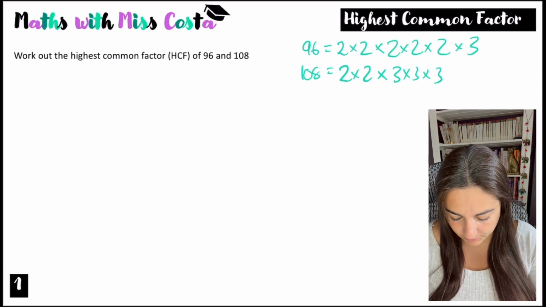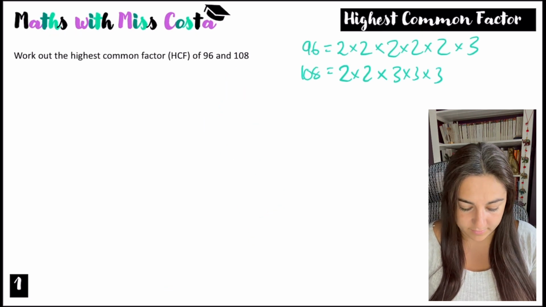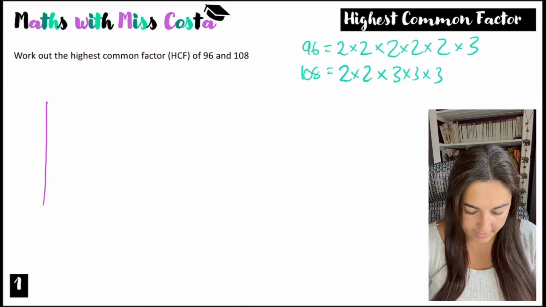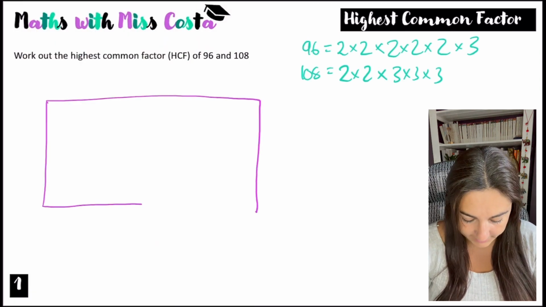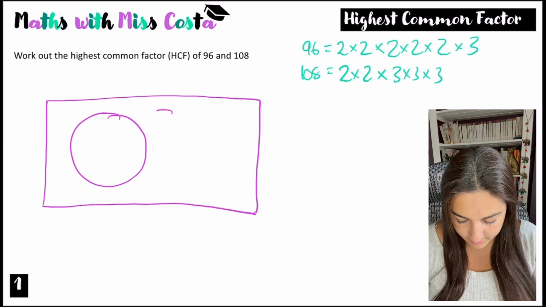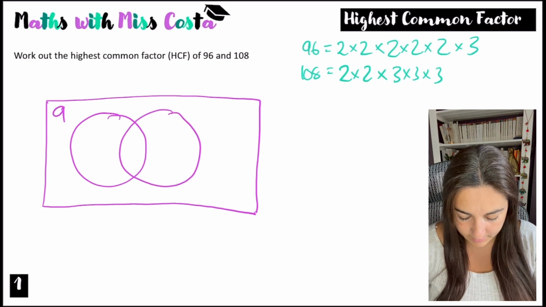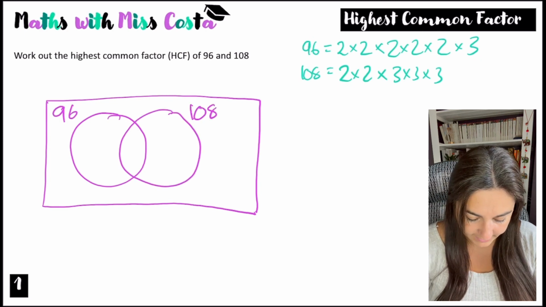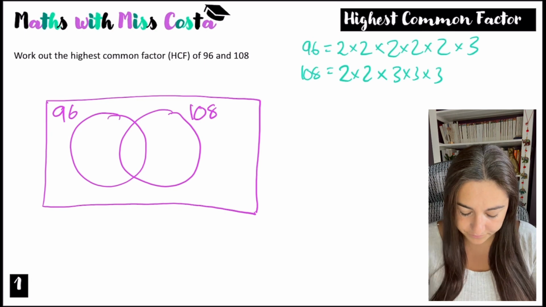And now what I want to do is write them all in a little Venn diagram. So how do I do that? I just draw myself a little Venn diagram. Don't actually need to draw that box, but here we've got your two circles. So you've got 96 here, 108 here.